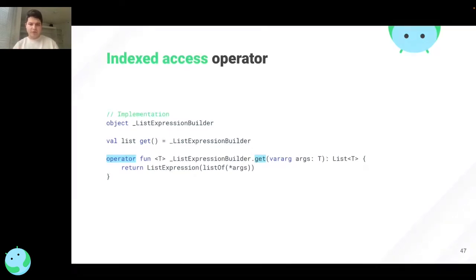So we can pass a variable list of arguments here. And again, we are creating another tree node, which is a list expression, and we are putting there all the elements that we passed. This way we will be able to use this keyword list. It's really just like a keyword on which we will use those square brackets.